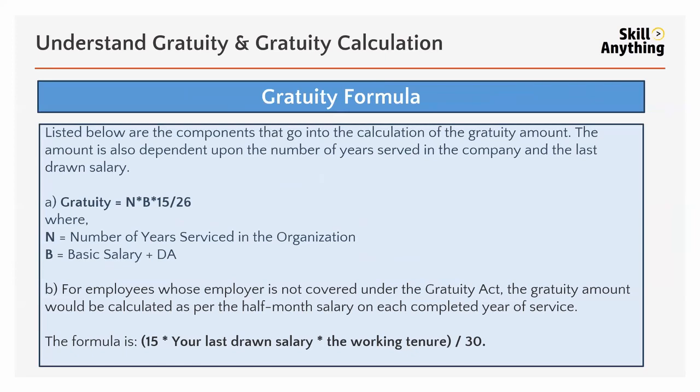Now see the gratuity formula. There are two formulas. First one, gratuity equals N into B into 15 divided by 26. N means number of years of service in the organization, and B is basic salary plus DA. The next formula is for employees not covered under the Gratuity Act, where the gratuity amount is calculated as half a month's salary for each complete year of service. Formula: 15 into your last drawn salary into the working tenure divided by 30. We will understand this calculation by example.